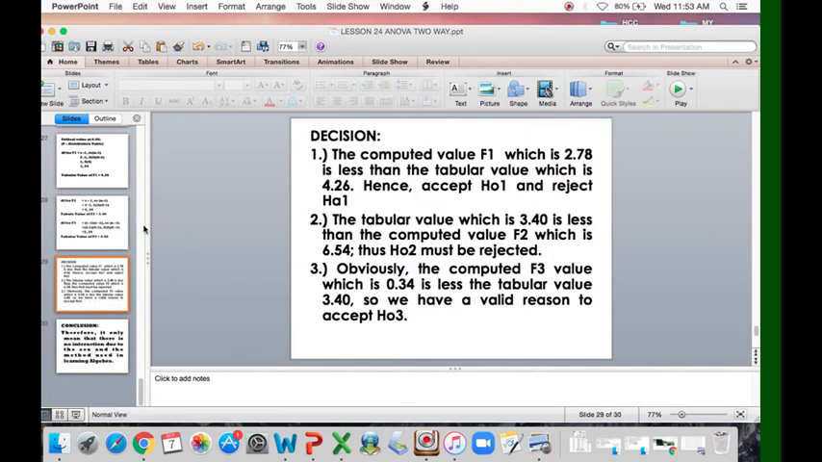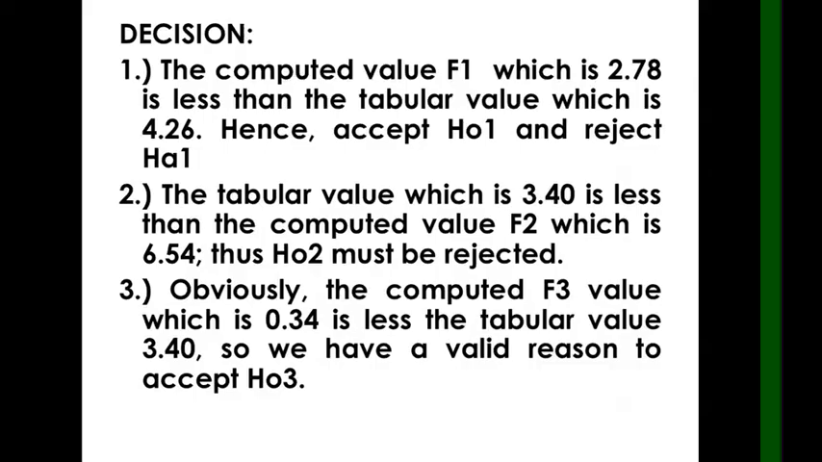Now, we will compare our answer to the given. So, these are the comparisons now. The computed value F1, which is 2.78, is less than the tabular value, which is 4.26. Hence, accept HO1 and reject HA1. The tabular value, which is 3.40, is less than the computed value F2, which is 6.54. Thus, HO must be rejected, and we will accept HA2. Obviously, the computed F3 value, which is 0.34, is less than the tabular value, which is 3.40. We have a valid reason to accept HO3 and reject HA3.